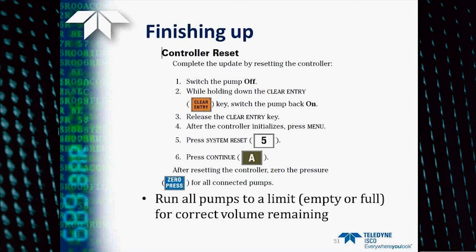Then the next step is to go to the system menu by pushing Menu and number 5, System Reset, and then A to continue. This will reset all the different parameters in the controller back to the factory settings. And then we also should go through and zero the pressure to all the pumps by using the zero pressure function. The next thing you need to do is run all the pumps to a limit, either empty or full, so this will correct the volume reading on the controller.